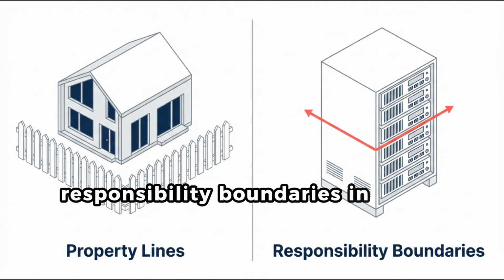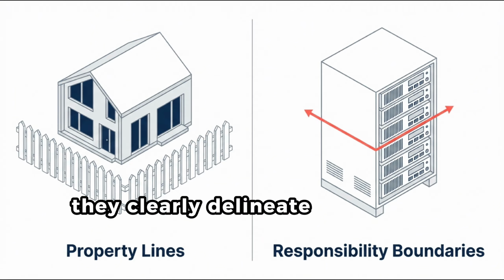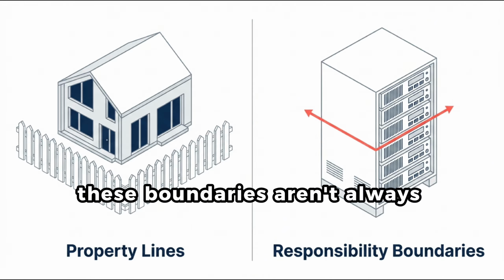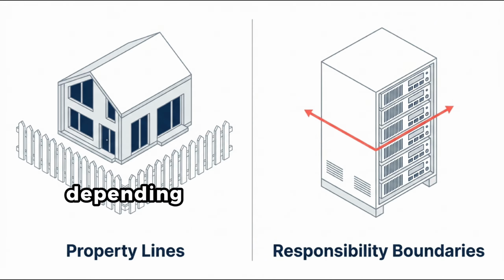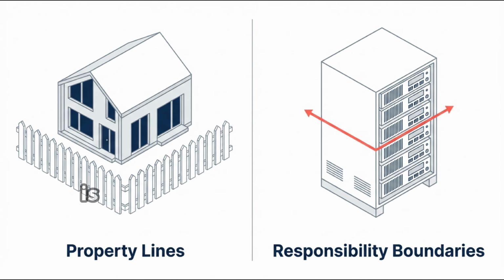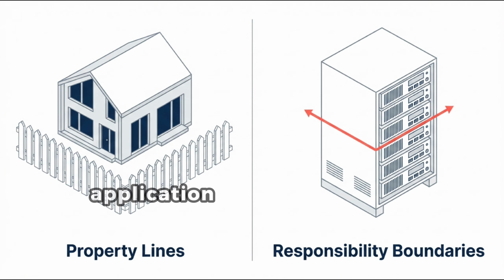Responsibility boundaries in cloud computing serve the same purpose. They clearly delineate ownership. But unlike a physical fence, these boundaries aren't always obvious, and they shift depending on what cloud service you're using. The boundary for a virtual machine is in a different place than the boundary for a managed database service, which is different from the boundary for a SaaS application.